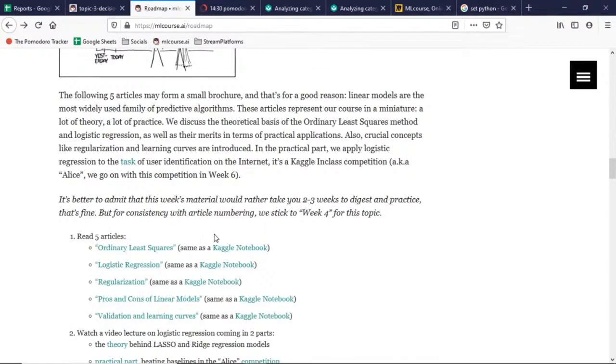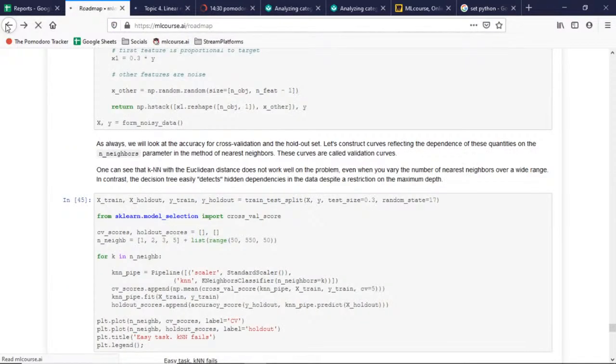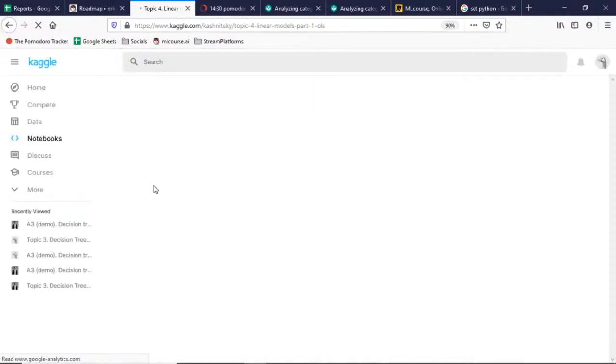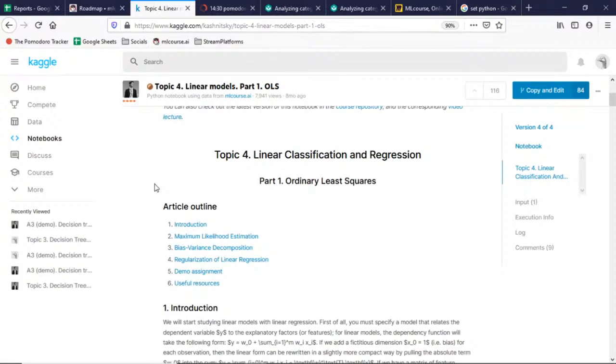Okay, so it might take me 2 weeks. Okay, so let's try to minimize this time. Linear classification.